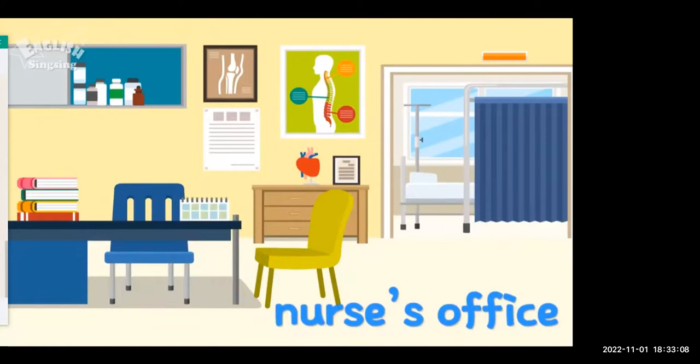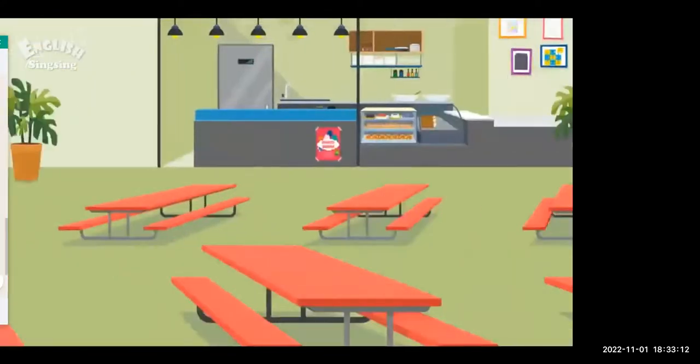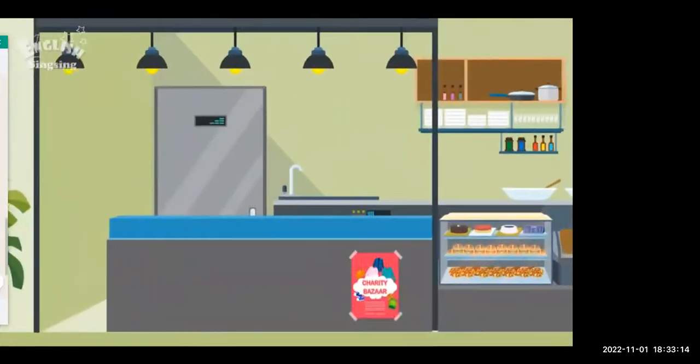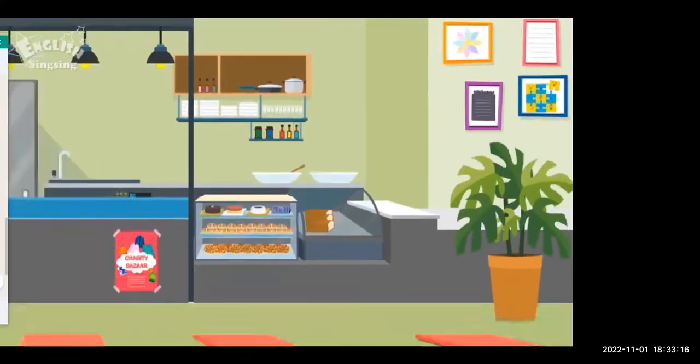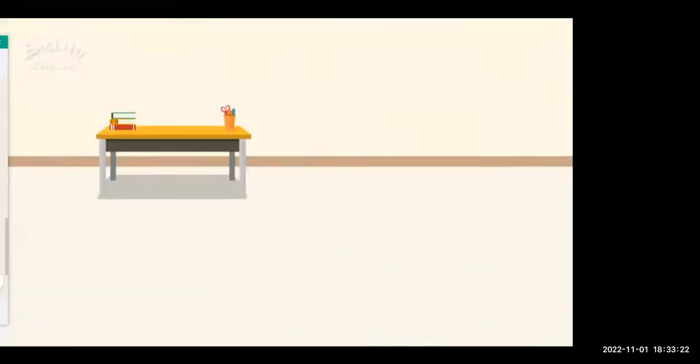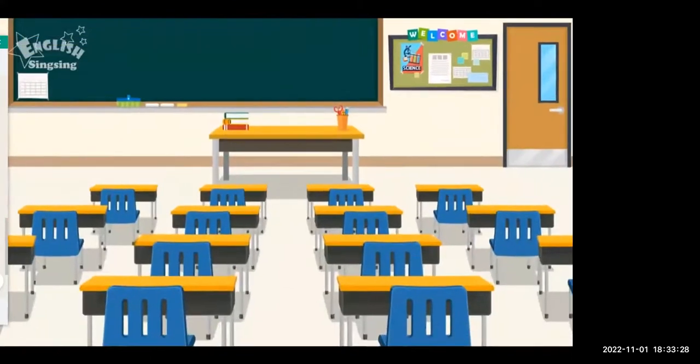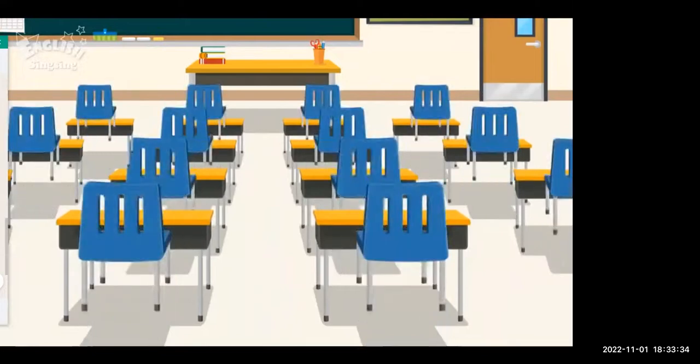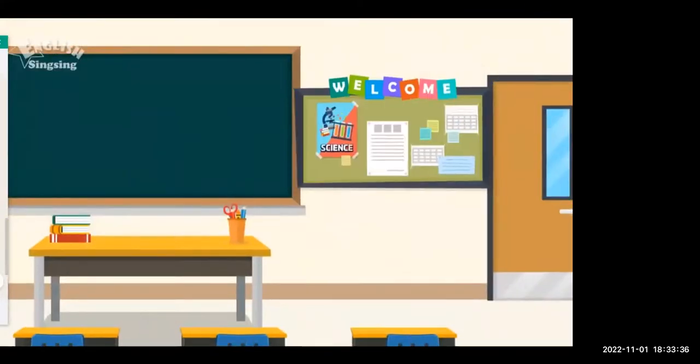Nurse's office. We have lunch in the cafeteria. Cafeteria. This is our classroom. We study together here. There are a blackboard, chalks, desks, chairs, and a bulletin board.